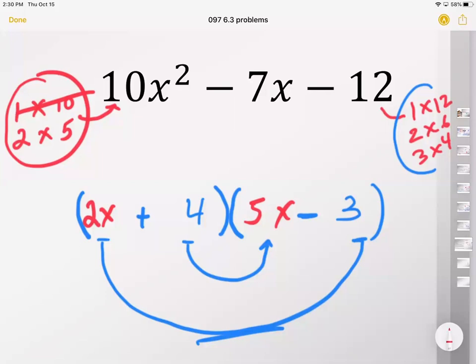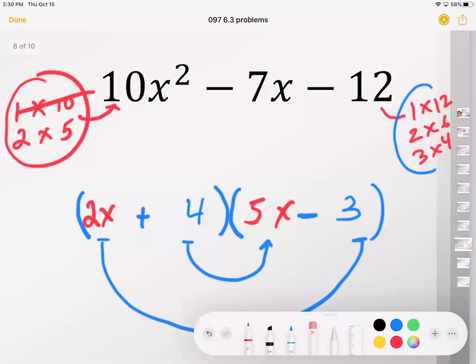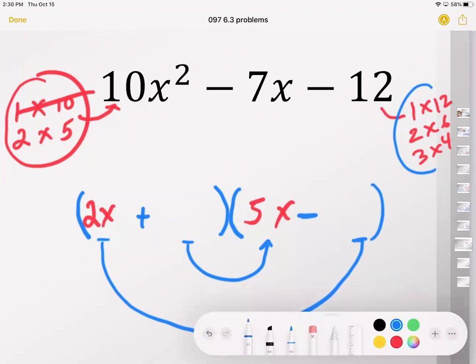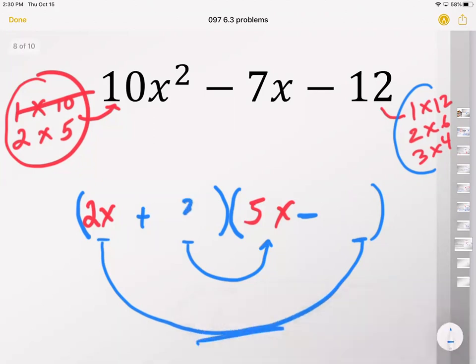So now what can we do? Well, we try the 2 and the 5, and if we put the 2 here and the 5 here, you see that we are kind of wrong already, right? The 2 and the 4 cannot be together. So if you put this, you're forced to use the 3 here and the 4 here.